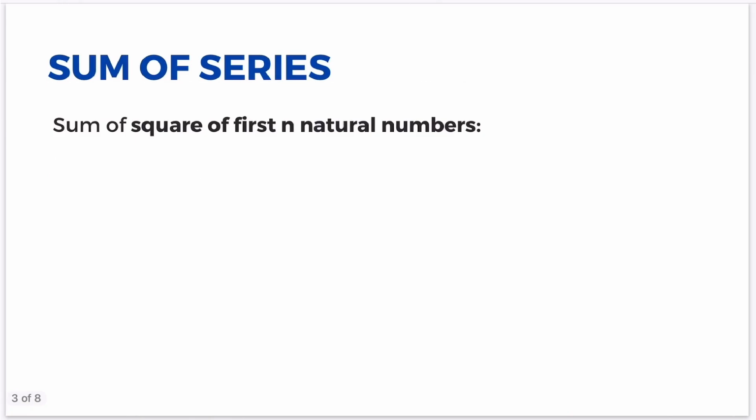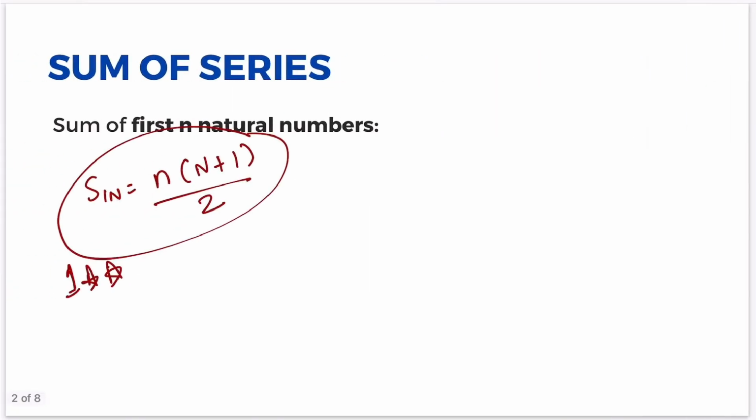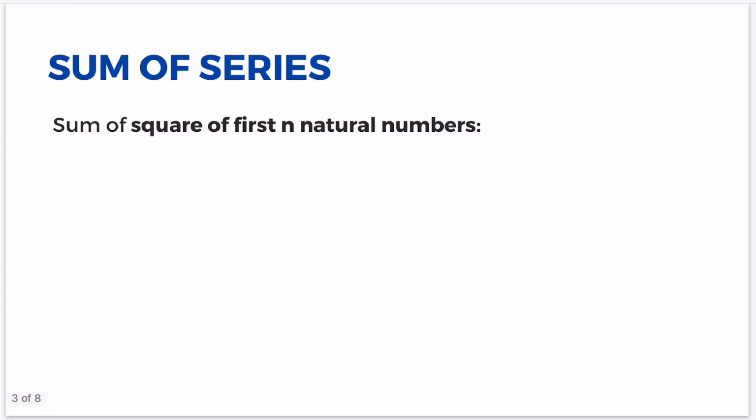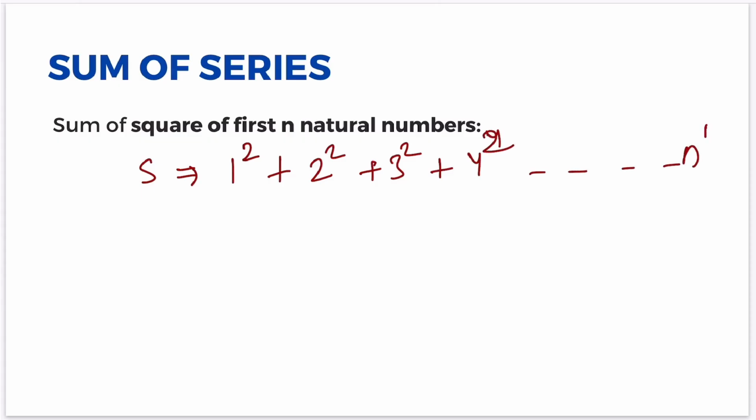Moving on to the second part. Just for your clarification, the sum of series looks like this: 3 plus 4 plus 5 and so on. Now they are asking me not the sum of first n natural number, that we have already learnt. They are asking me the sum of squares of first n natural numbers: 1 square, 2 square, 3 square, 4 square and so on. So that is 1 square plus 2 square plus 3 square plus 4 square and so on. So how do you find the sum of such a series?